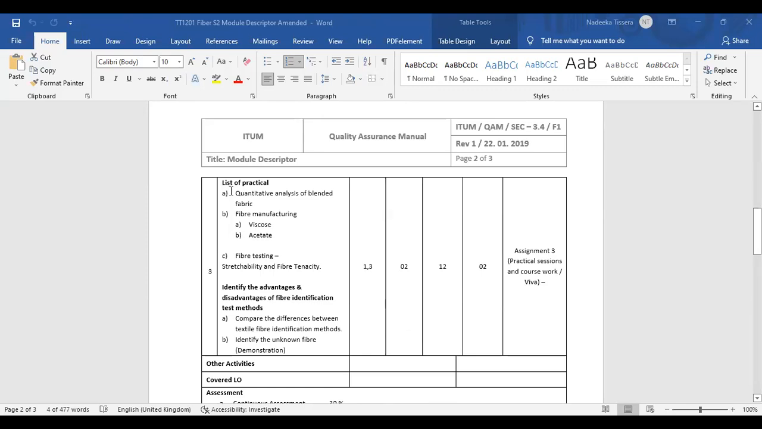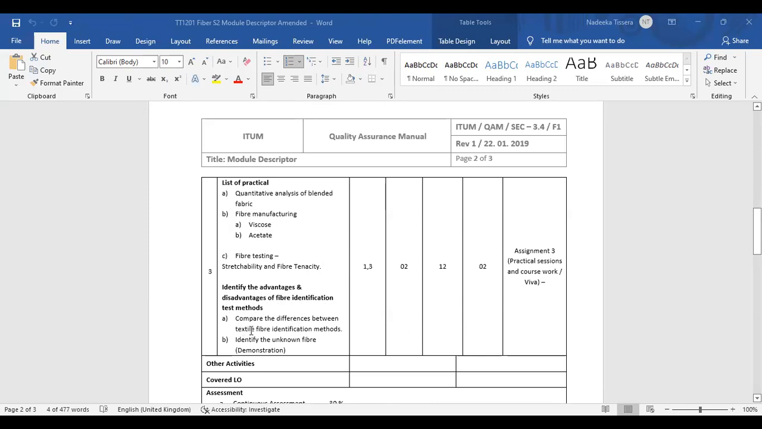These are the practicals that we are going to do during our practical classes. As the first one, we have quantitative analysis of blend fabric. We are also going to learn about fiber manufacturing for viscose and acetate, and fiber testing, stretchability and fiber tenacity. And then we are going to identify the advantages and disadvantages of fiber identification methodologies.